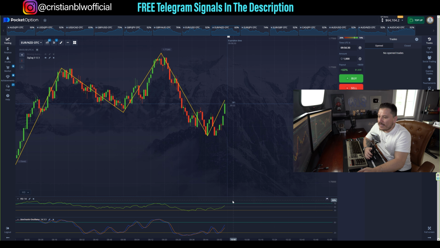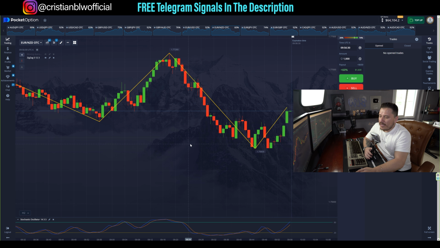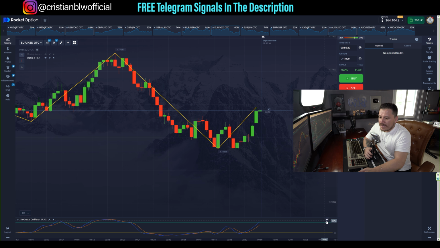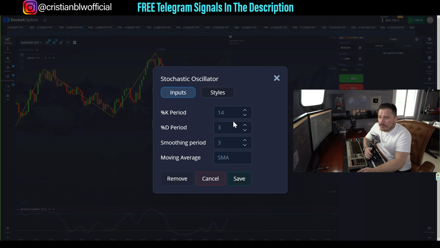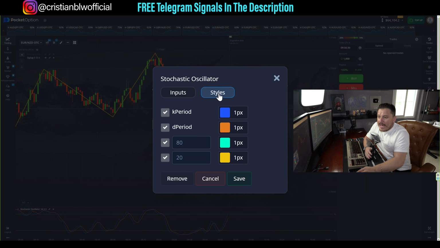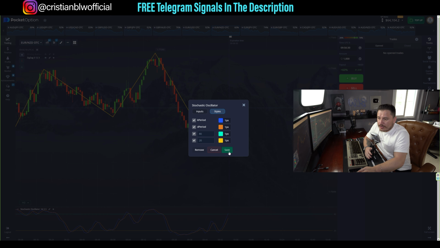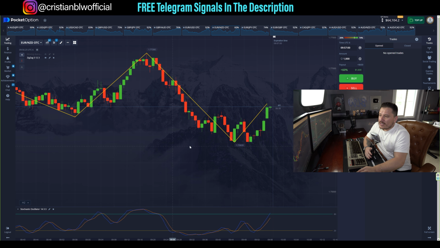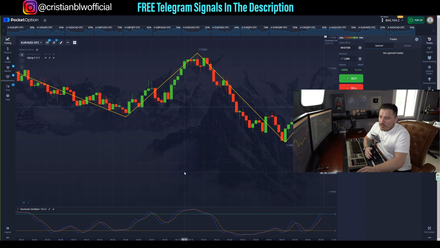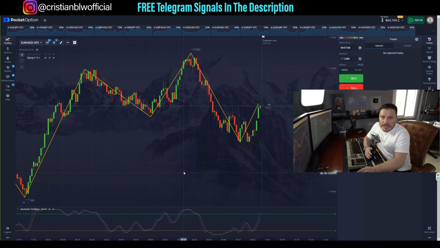So I'm going to add the indicators right here, and here is the way it works. Like I said, you add the stochastic oscillator with the period 14, 3, and 3. Then you add the levels 80 and 20, and you're good to go. The ZigZag is the period 5, 12, and 3 as default. Now, whenever you see an oversold or overbought condition combined with the ZigZag touching the candlestick, that's when you enter a transaction.